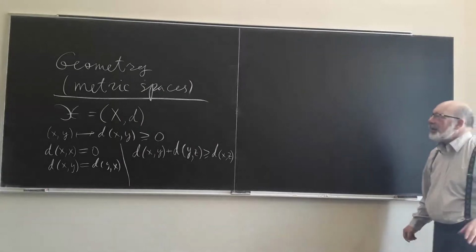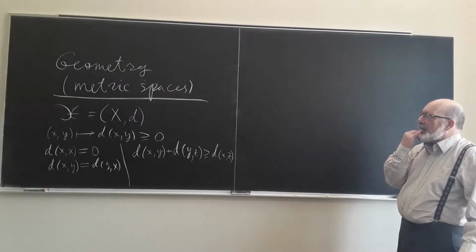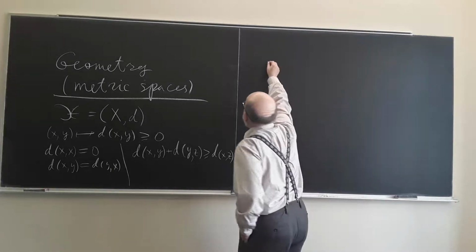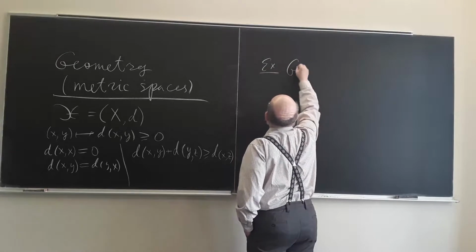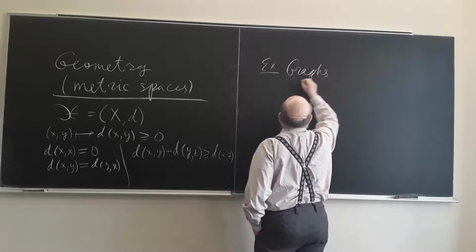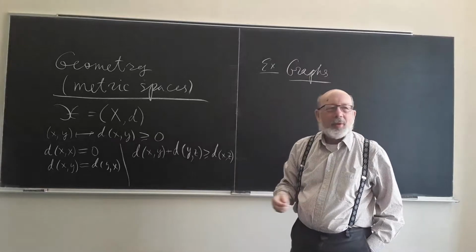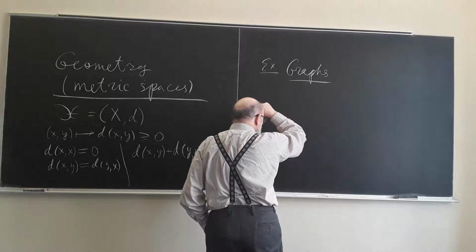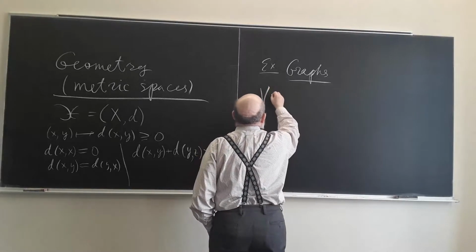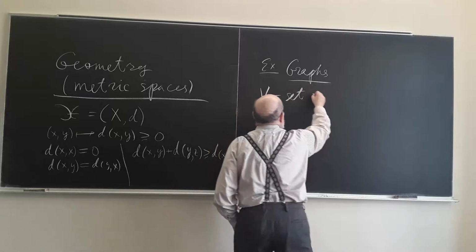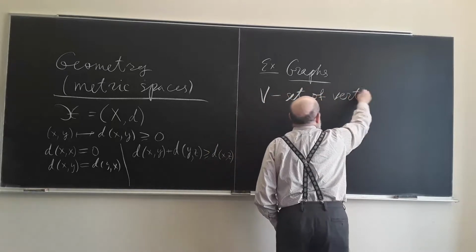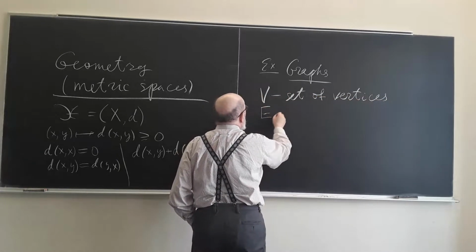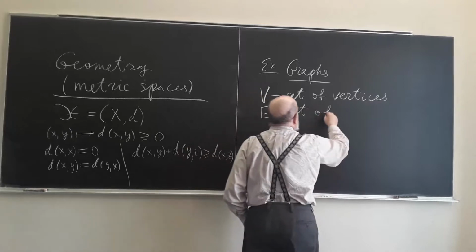Now, I would say the simplest example of metric spaces are graphs. So what is a graph? We have a set, one set V, set of vertices, and E is the set of edges.